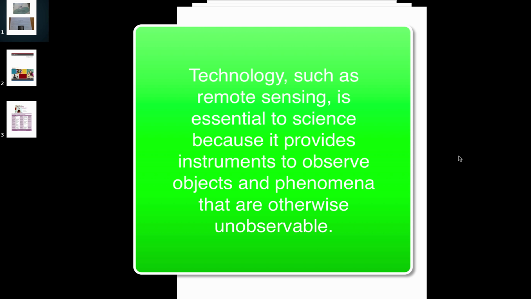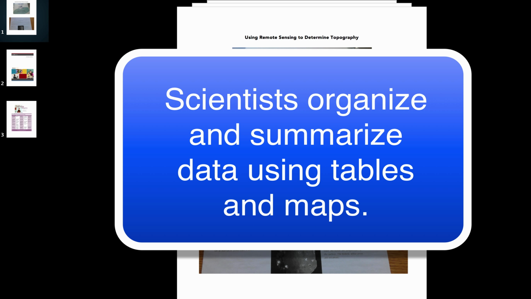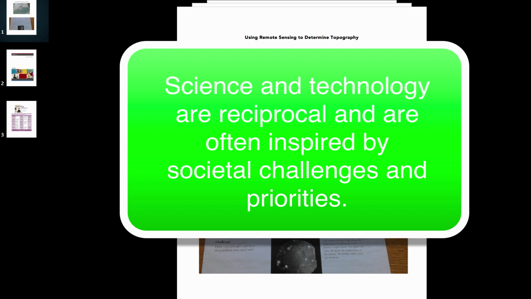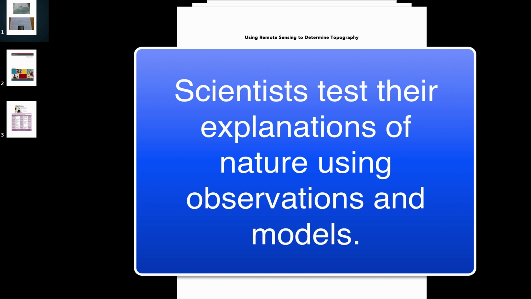Key concepts include technology, such as remote sensing, is essential to science because it provides instruments that enable observations of objects and phenomena that are otherwise unobservable. Scientists organize and summarize data using tables and maps. Science and technology are reciprocal and are often inspired by societal challenges and priorities. Scientists test their explanations of nature using observations and models.